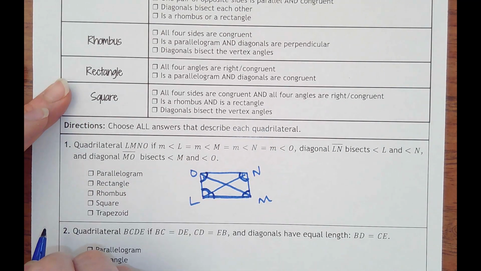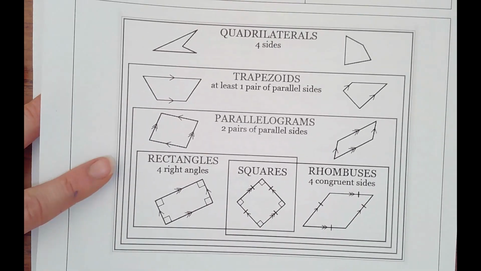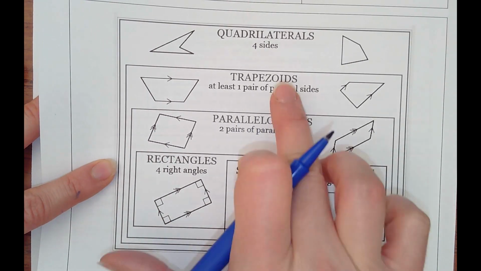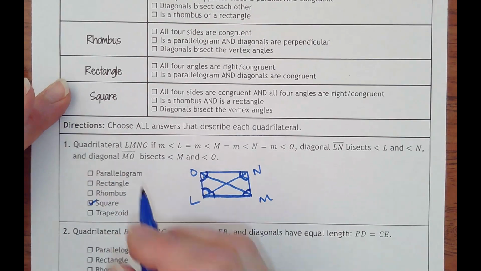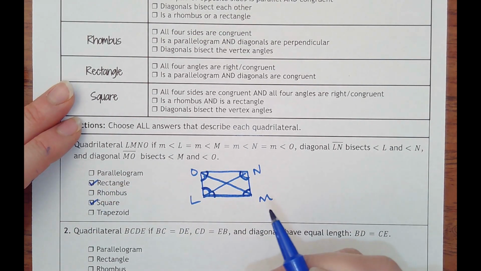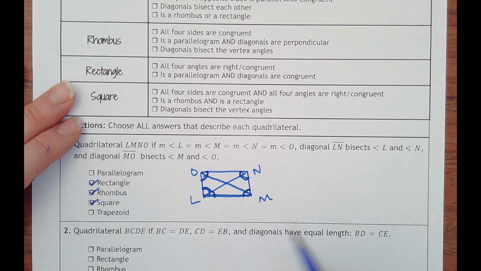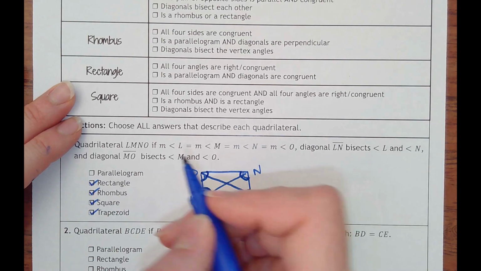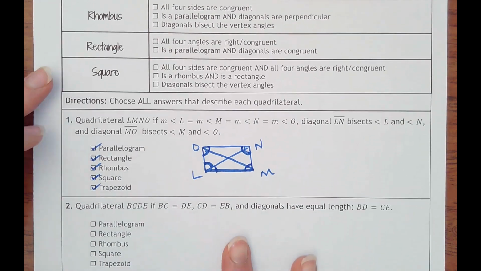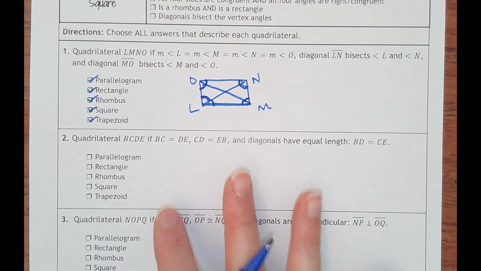So this guy is a square, which, remember then, if it's a square, it's everything else, because that means then it must have 4 right angles, which makes it a rectangle. It is a rhombus, and it is a trapezoid, and it is a parallelogram. All right, number 2, we've got quadrilateral BCDE.